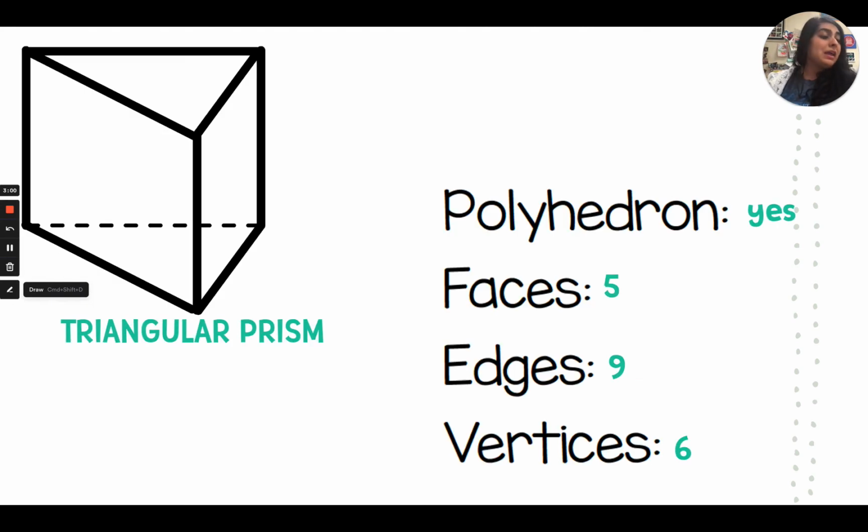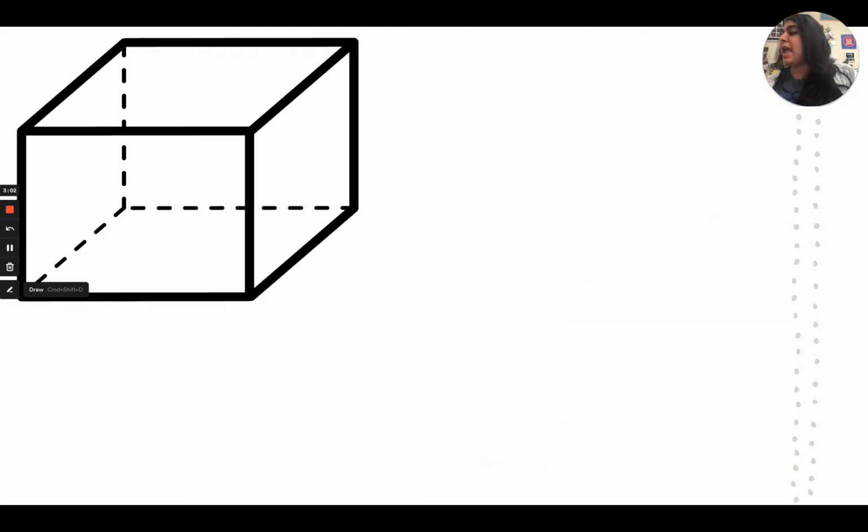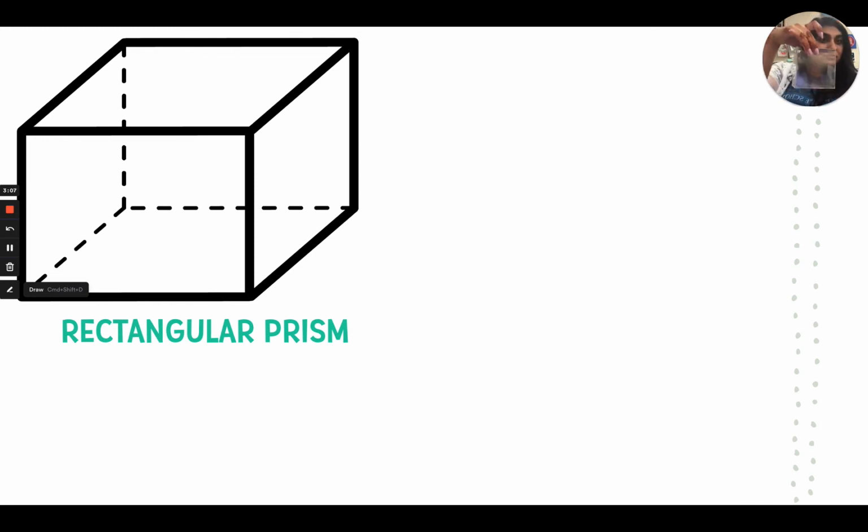All right, so next we've got a rectangular prism. Looks something like this. Now, a rectangular prism can also be a cube right here. Okay, so as long as the main base is a rectangle, it doesn't matter. And check this out. This rectangular prism looks different than this one because they've got 2 different types of bases here, but they're still both rectangular prisms.